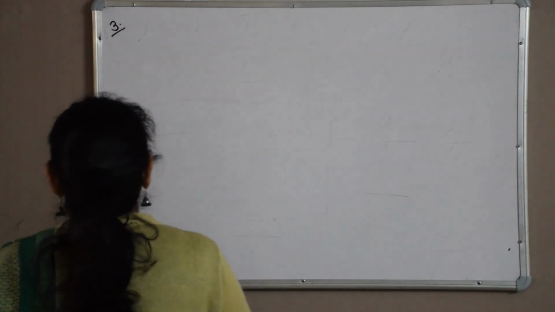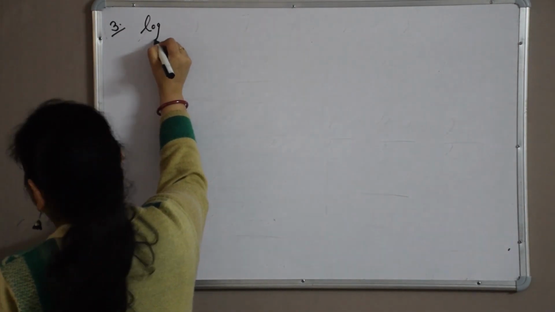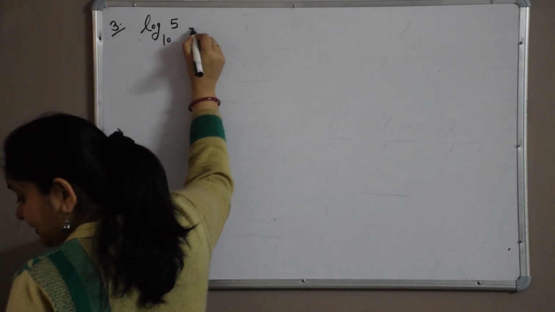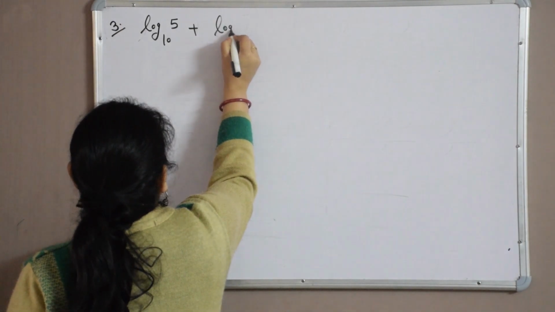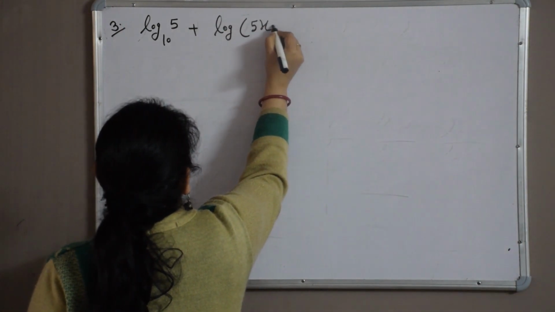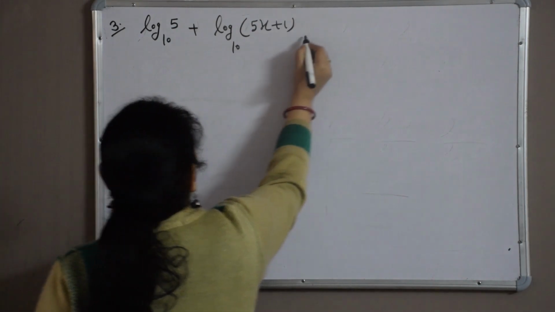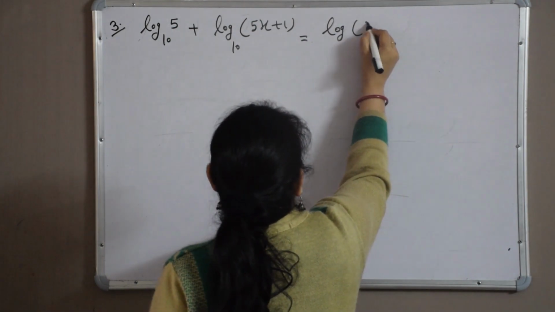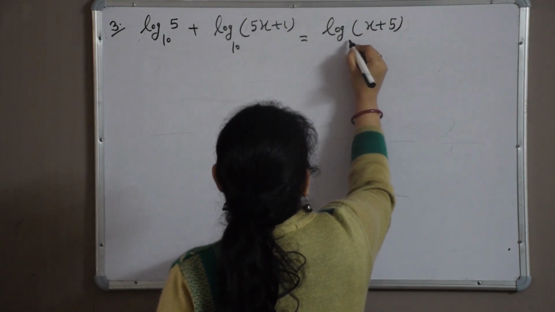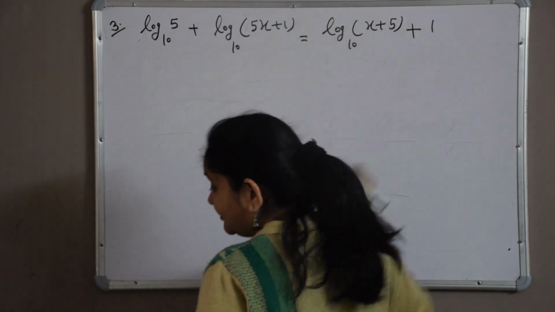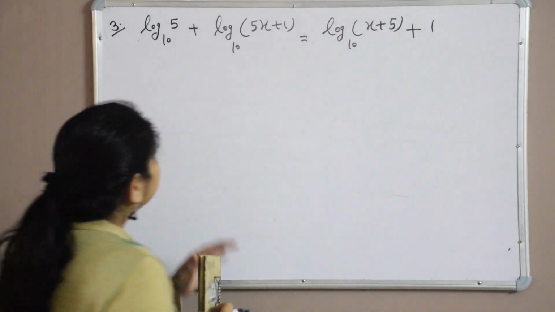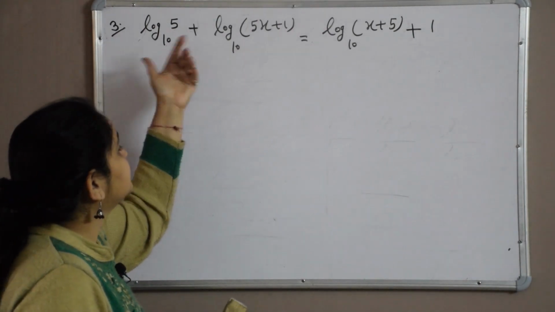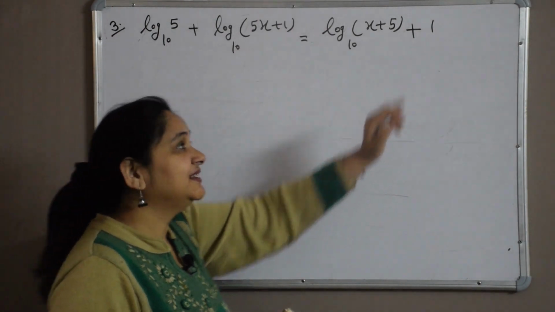Now see the next question. Log of 5 to the base 10 plus log of 5x plus 1 to the base 10 is equal to log of x plus 5 to the base 10 plus 1. By seeing it, it seems typical that we can solve this, but what will we do with this 1?